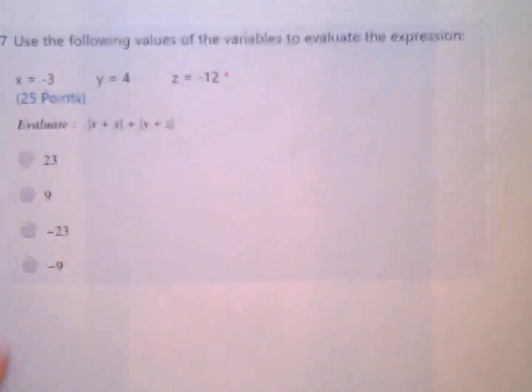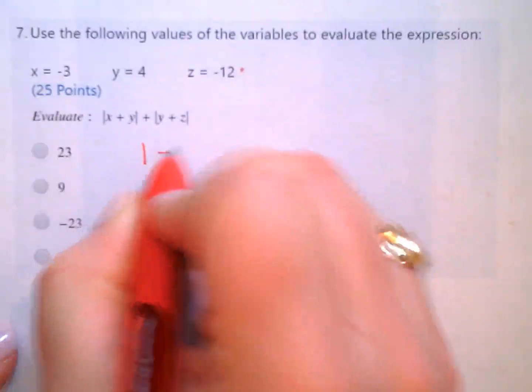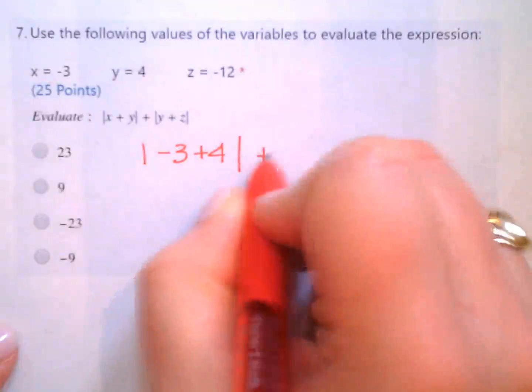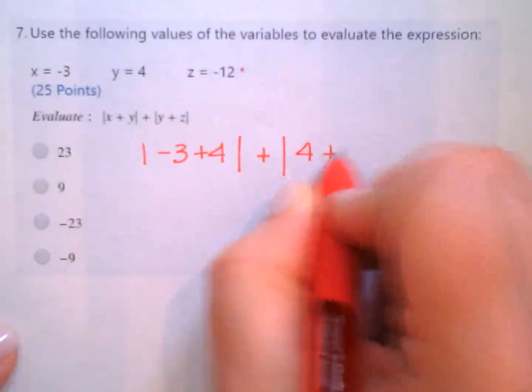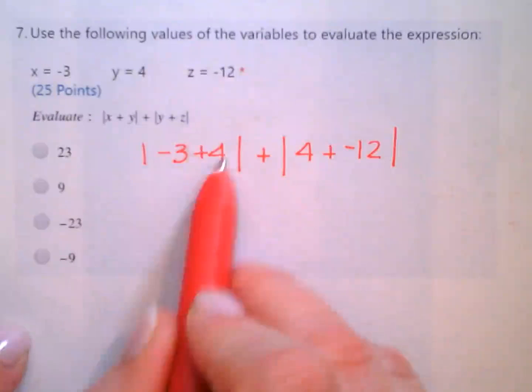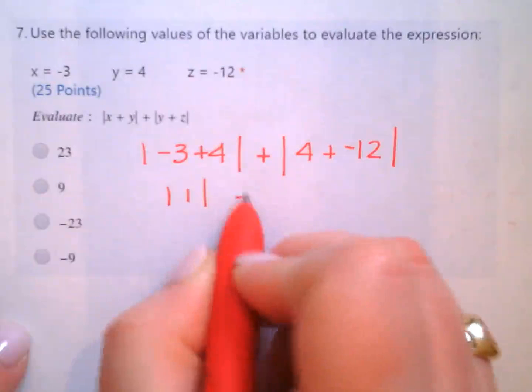All right. And last but not least, let's take a look at question number 7. On question number 7, again, we're evaluating. So let's just do the substitution first. -3 plus 4, absolute value of that, plus the absolute value of 4 plus -12. Well, in here, okay, I have more positives, and I have 1 more positive. So it's going to be the absolute value of 1.